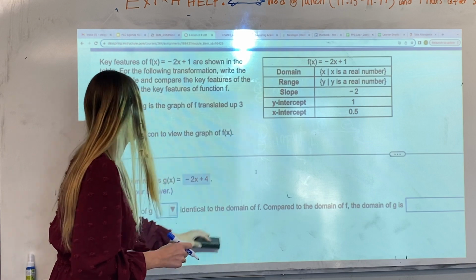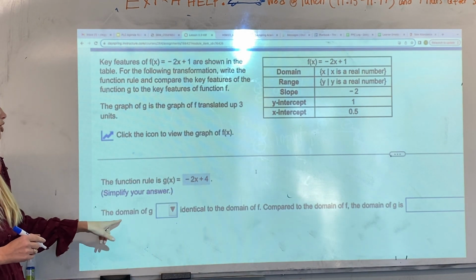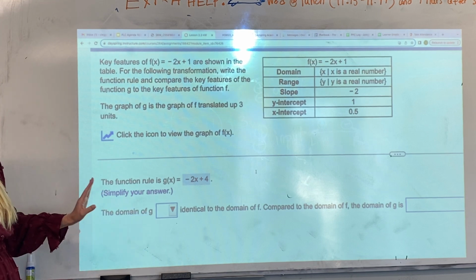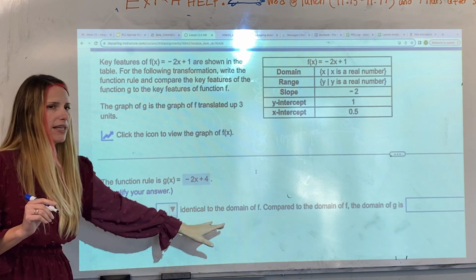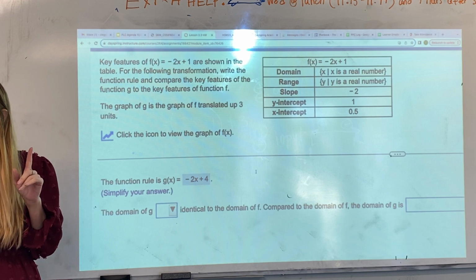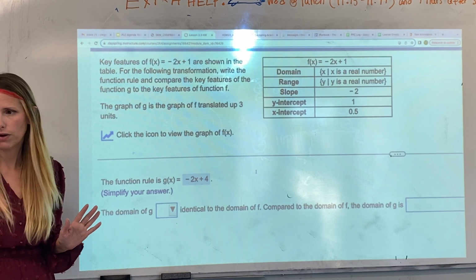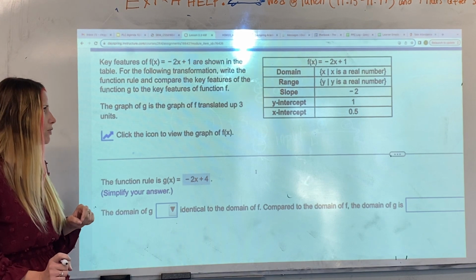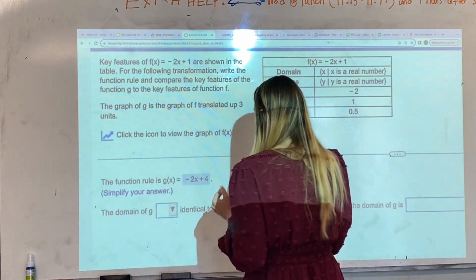Now, it says we have our function rule. It says the domain of g is or is not identical to the domain of f. What does domain mean? The input, or our x values. Domain is your x values. So our domain, we want to know how these compare.